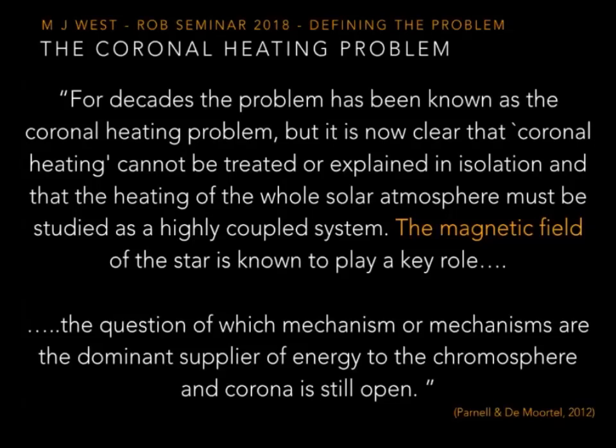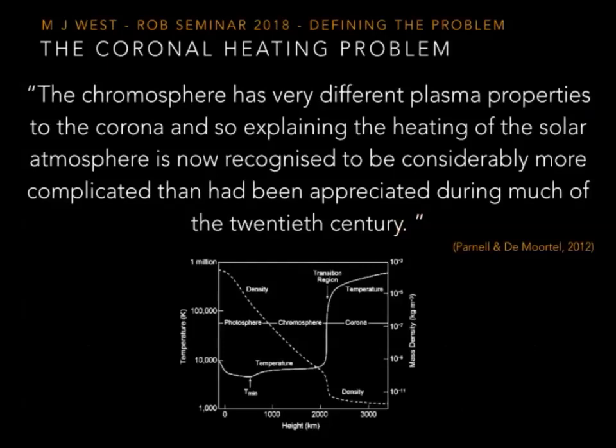The question of which mechanism or mechanisms are the dominant supplier of energy to the chromosphere and corona is still open. And this was written in 2012, and I don't think we're any closer now to actually solving this, and we've been studying this for 50, 60 years, even longer now. And just to finish up, one thing to highlight here is if we look at this plot again, and we look at the density and the temperature structure, we see the chromosphere has very different plasma properties to the corona. And so explaining the heating of the solar atmosphere is now recognized to be considerably more complicated than had previously been anticipated throughout the 20th century.